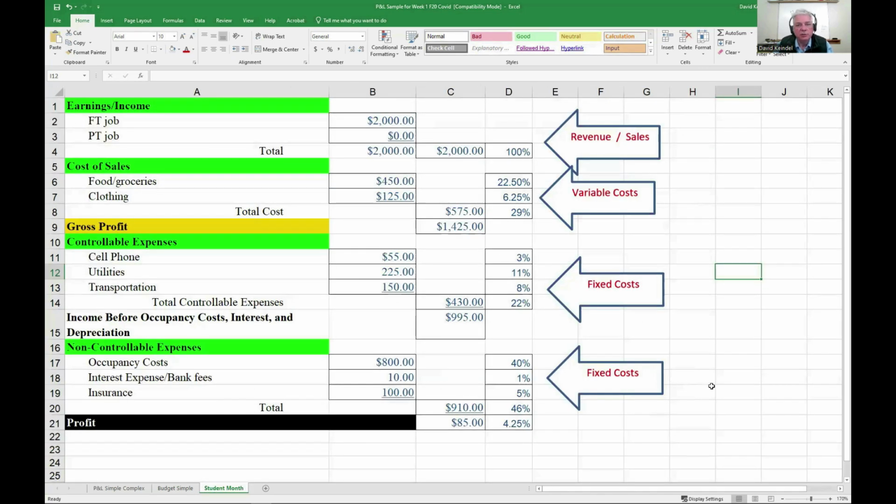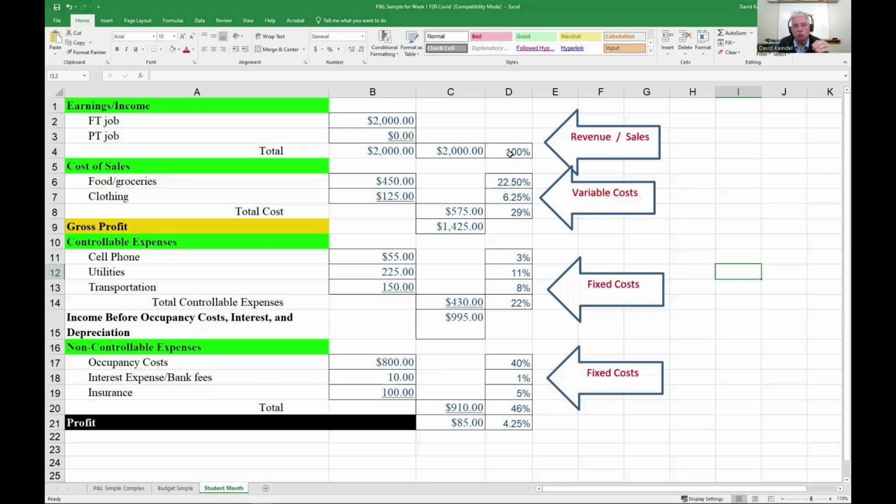Let's look at a student budget. So you're planning on taking a vacation this summer, doing some traveling at the end of the semester. So your money, your income, your top line, you have a full-time job and you bring in $2,000. So the top line revenue is $2,000. That's 100% of where your money comes from. So that's your sales, your revenue. That's the money that comes in.